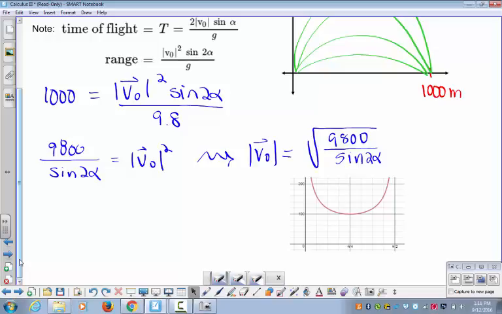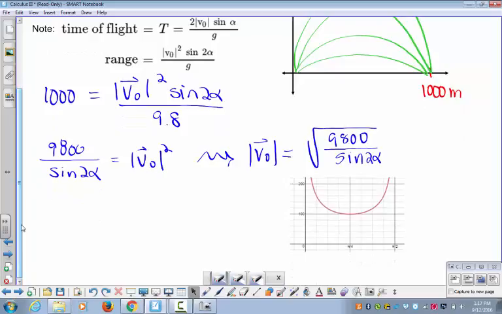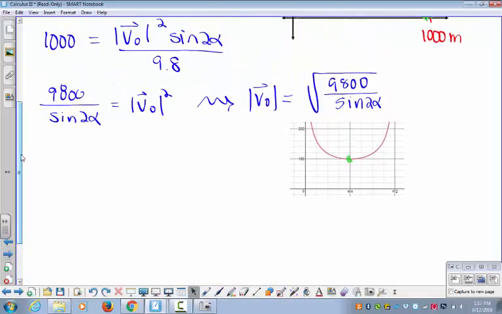So the second part of it says what firing angle requires the least initial speed. And from our picture, we see pretty clearly that that firing angle is pi over 4 from the graph. And if we want to do it with math, I want to point out something that hopefully is clear, but I feel like it's not always clear. What do we do if we want to minimize a function? Take the derivative, set it to 0, get our critical point, plug it back in, do whatever we have to do. Now, the function that we're dealing with has a big square root in it. That looks kind of messy.